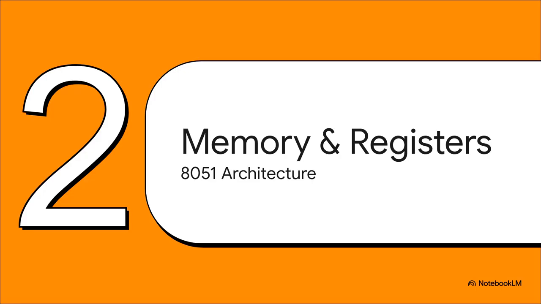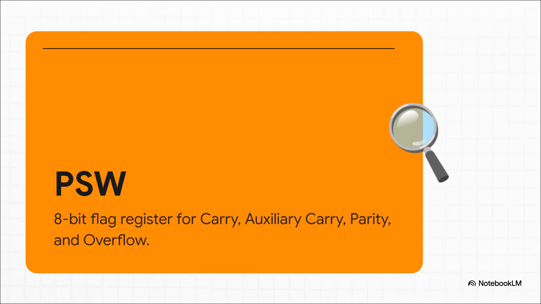Moving on to Section 2. Memory, registers, and flags. So where does all this data actually live? Well, before we map out the whole memory, we really need to talk about the PSW, or Program Status Word. Think of this 8-bit register as the microcontroller's vital signs during math operations. Now, the 8051 only actually uses 6 of these bits, but they are absolutely crucial.